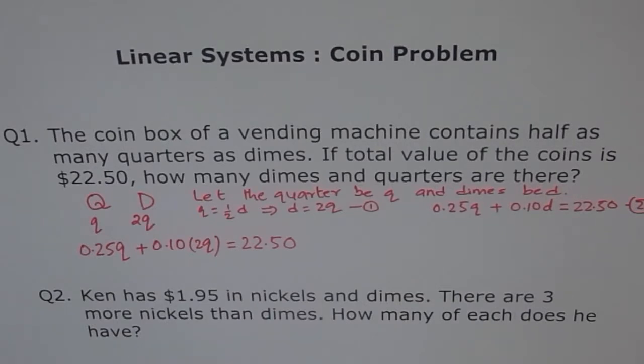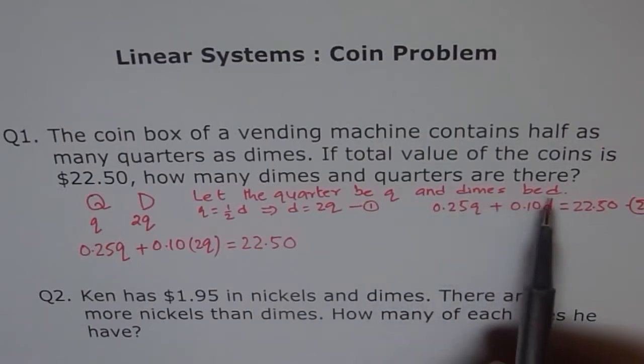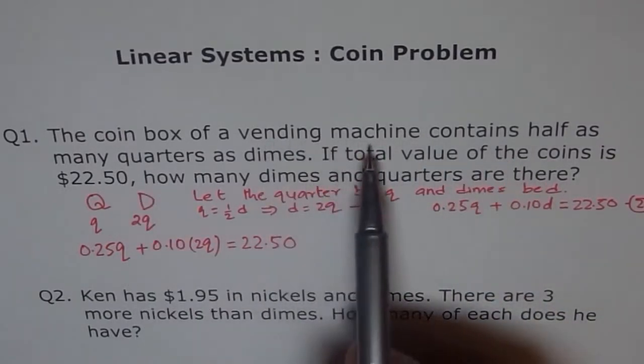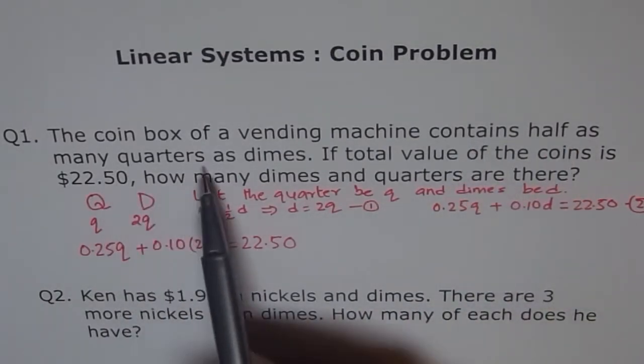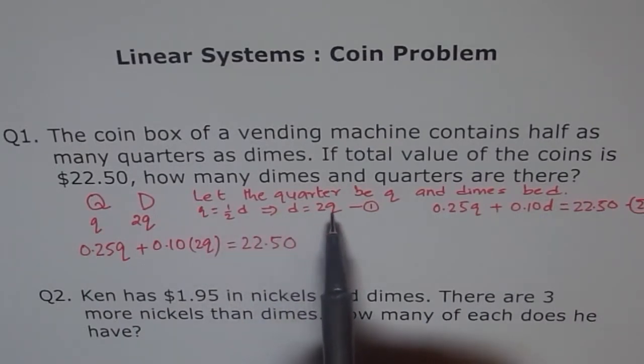You have both the options. Option number one, which I think I will prefer for you if you are in grade 9 and 10. That is, let the quarters be Q and dimes be D. In that case, the first statement says, vending machine contains half as many quarters as dimes. So Q is half as many as dimes. Right? Now from this equation, you get dimes as 2 times Q.